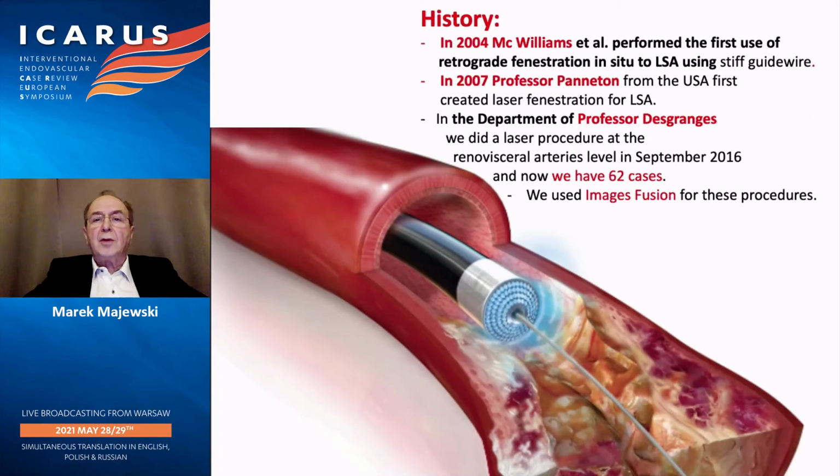Little history. In 2004, McWilliams performed the first retrograde fenestration in situ to the LSA using a stiff guide wire. Three years later, Professor Panetta from the United States first created laser fenestration for the LSA. In the department of Professor Lagrange, we did a laser procedure at the renal visceral arteries level in September 2016, and now we have 62 cases. We used image fusion for this procedure.